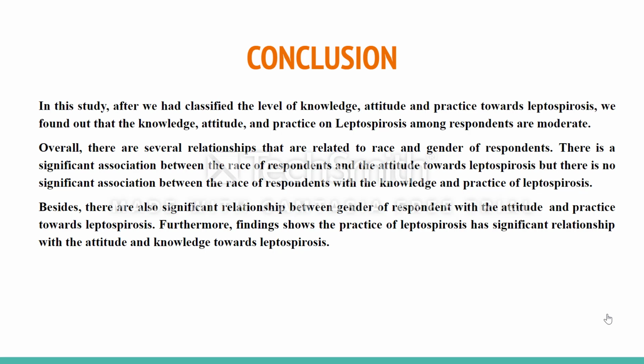For the conclusion, after we classified the level of knowledge, attitude and practice towards leptospirosis, we found that the knowledge, attitude and practice on leptospirosis among respondents are moderate. Overall, there are several relationships related to the race and gender of respondents. There is a significant association between race of respondents and attitude towards leptospirosis, but no significant association between race of respondents and the knowledge and practice of leptospirosis. Besides, there is also a significant relationship between gender of respondents and the attitude and practice towards leptospirosis. Furthermore, the findings show that the practice of leptospirosis has a significant relationship with the attitude and knowledge towards leptospirosis.